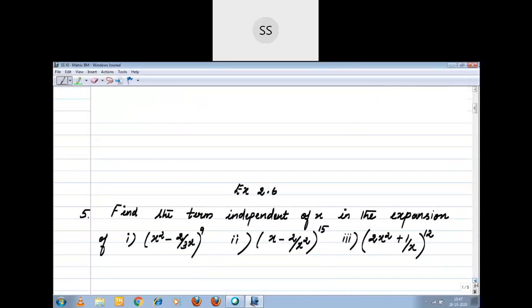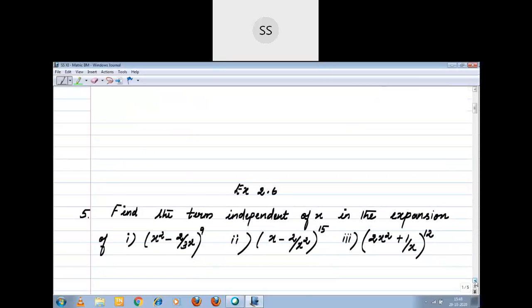Today I am going to teach exercise 2.6, question number 5. Find the term independent of x in the expansion of: first subdivision, (x² − 2/(3x))^9; second subdivision, (x − 2/x²)^15; third subdivision, (2x² + 1/x)^12. Right? First I am going to recall the general term of the expansion.